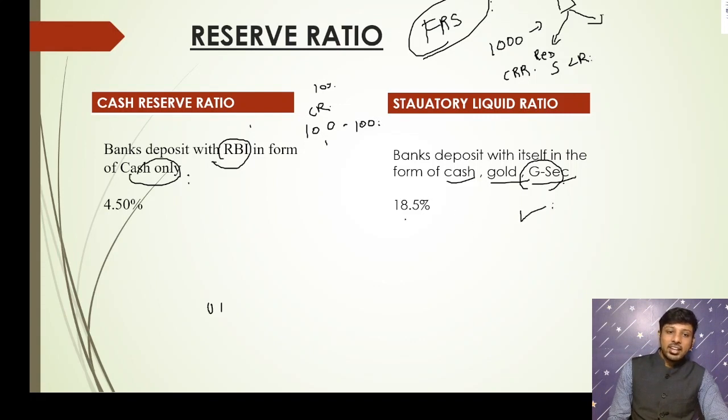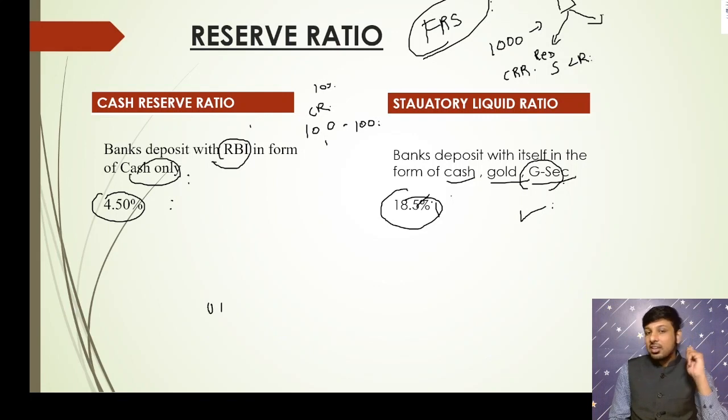And what is the current rate of the CRR and SLR? Currently the RBI has fixed the cash reserve ratio at 4.5%. Suppose in this case 1000 rupees is deposited, then out of this 1000 rupees, 4.5% should be kept as cash reserve ratio in the form of cash. And coming to the SLR, SLR is fixed at 18.5%, and this 18.5% can be kept in G security, gold or cash within itself. But generally banks prefer government securities. So this is the reserve ratio, or the reserve requirement, of the bank.